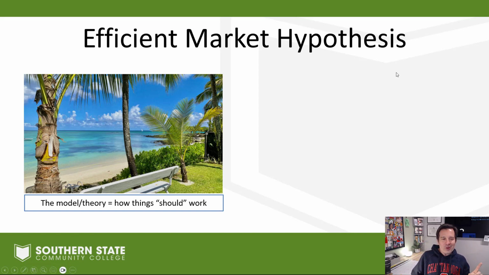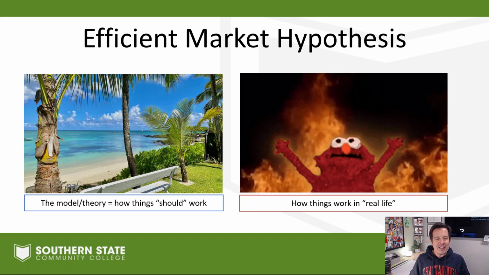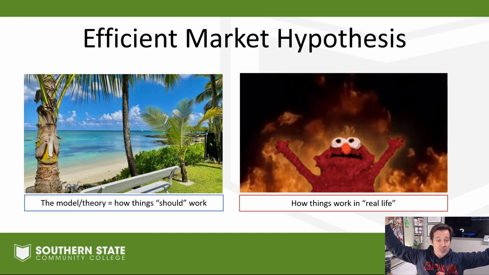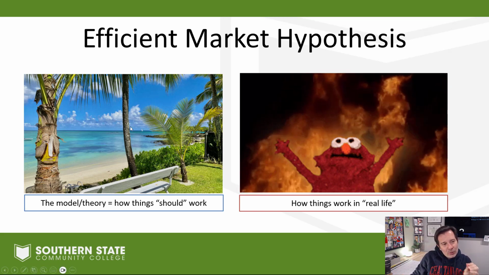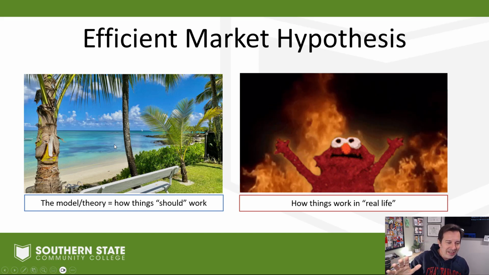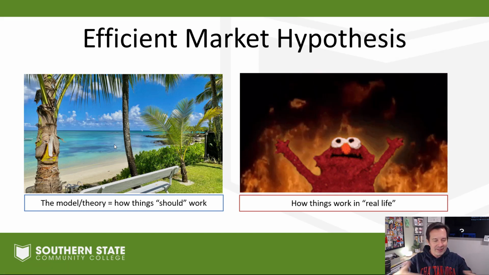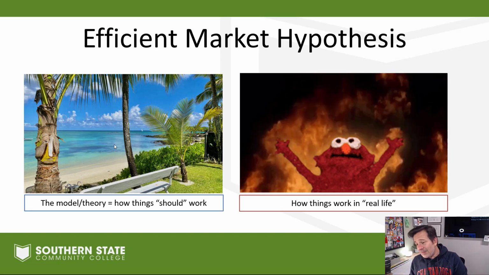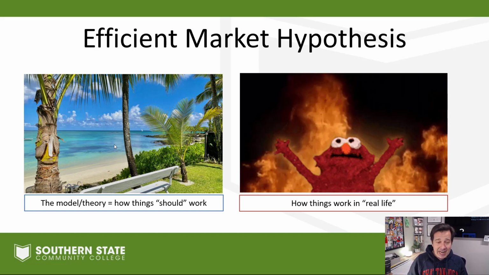But we know in real life, the models never work like that. They look more like Elmo here. Everything's on fire. Everything's chaos 24/7. That's the real world. So we have a hypothetical efficient market theory where everything's nice and neat and everybody's rational and the information's out there and prices kind of magically adjust accordingly as the information comes out. That's the theory. In real life, it's not always that clean. Things catch on fire. People freak out.